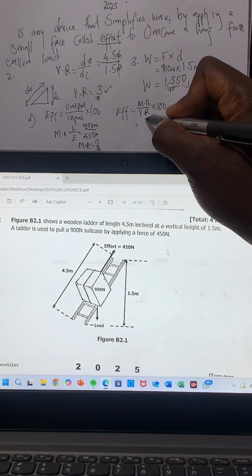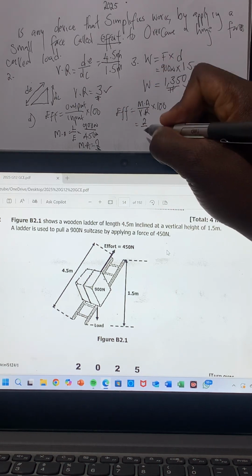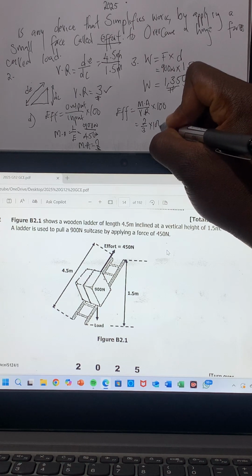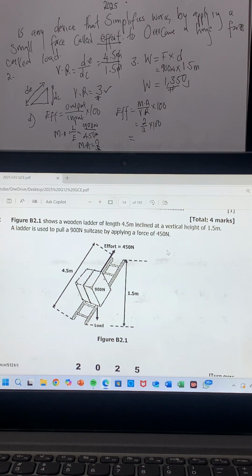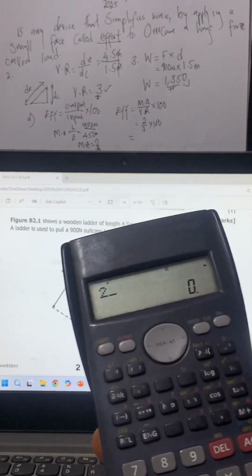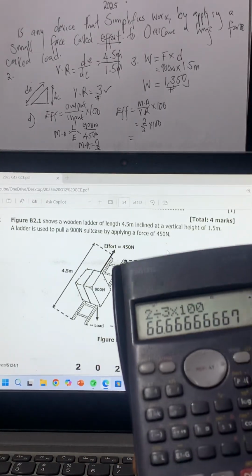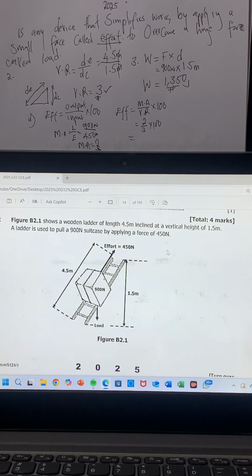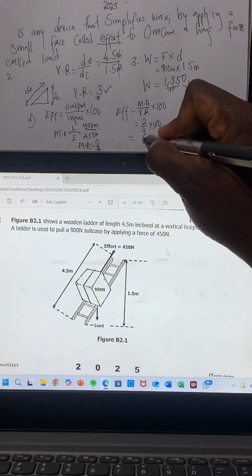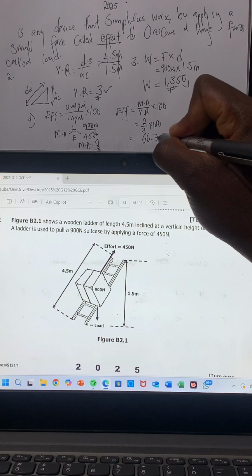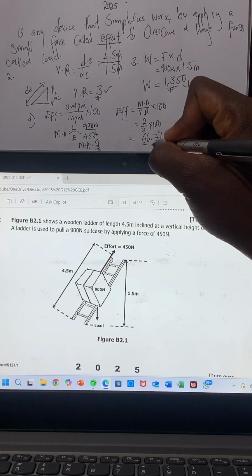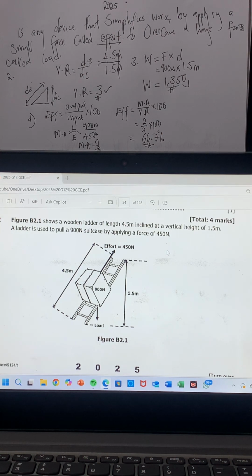So what do you put here? Mechanical advantage 2, velocity ratio 3, times 100. What's the efficiency here? Again, on your calculator, 2 divided by 3 times 100. What do you find? 66.7%. So this is how you find the efficiency, distinction students. Very easy. Always understand these questions, and it is very easy.